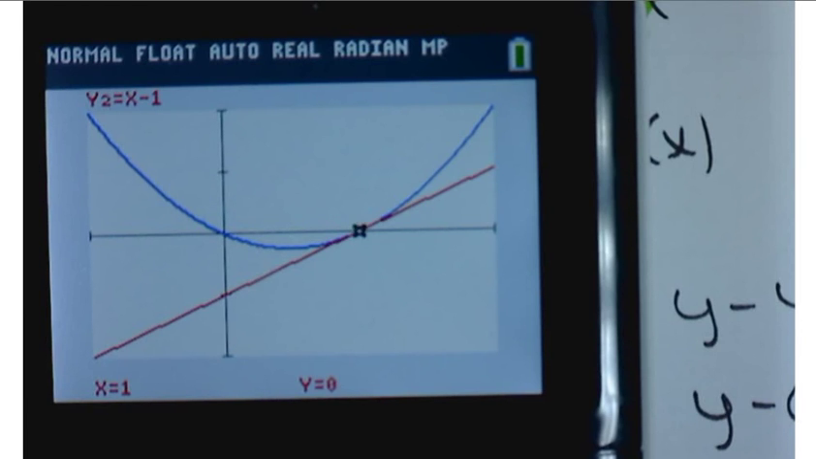Are you comfortable with our work on problem number 66? Because there's a little bit more I want to discuss about this problem. So before we move on, we good there?